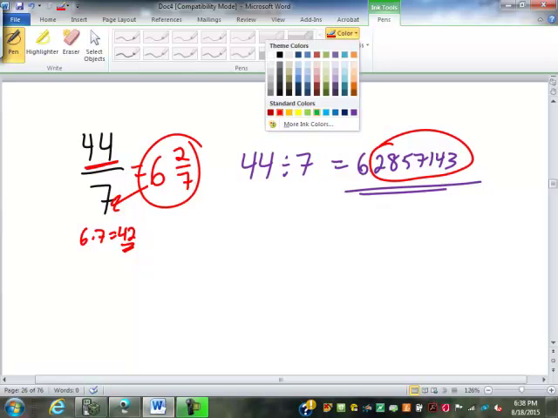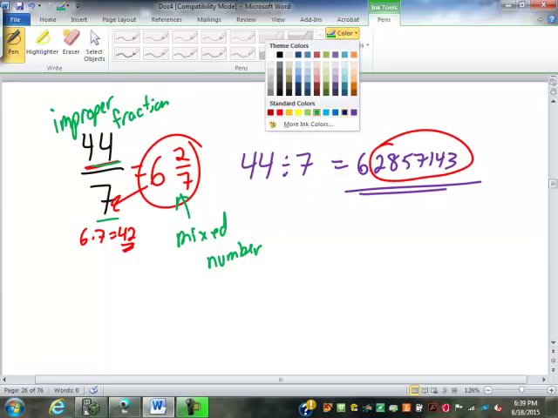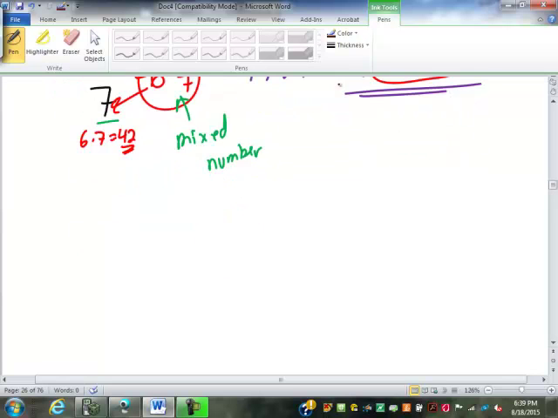The vocabulary that goes with this is what's often called an improper fraction. There's nothing wrong with it. It's just we don't like having the numerator bigger than the denominator. And this is what was often called a mixed number. So to convert from an improper fraction to a mixed number is basically just that division and remainder.